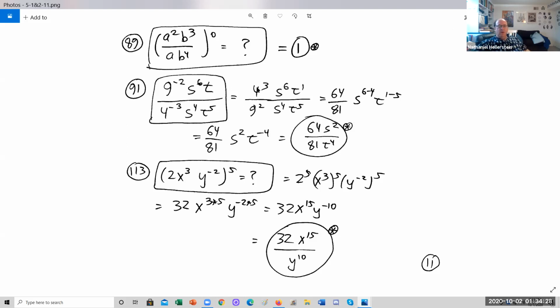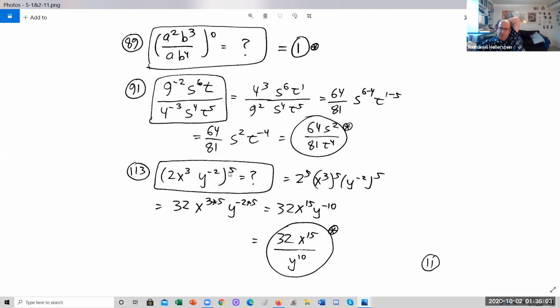So 4 cubed, 4 times 4 times 4 is 64. 9 squared, 9 times 9 is 81. 64 over 81. We subtract the powers of s, 6 minus 4. We subtract the powers of t, 1 minus 5. So 64 over 81, s to the second, t to the negative 4. And again, we'll write this t as t to the fourth in the denominator. So you get 64s squared over 81t to the fourth.